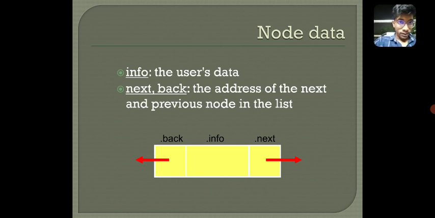What is node data? As we know, the information is the user's data, along with the address of the next and previous node in the list. A node is a basic unit of a data structure, as used in a linked list or a tree data structure. A node contains data and may also link to other nodes. Links between nodes are often implemented by pointers. As we can see, we have back, info and next, where back is the previous data, next is the next data, and info is the user's data.